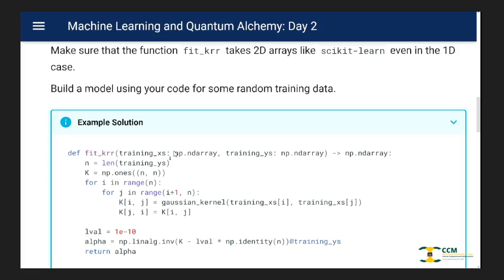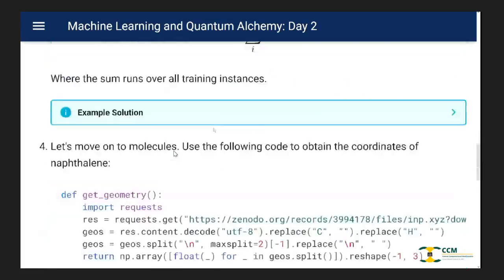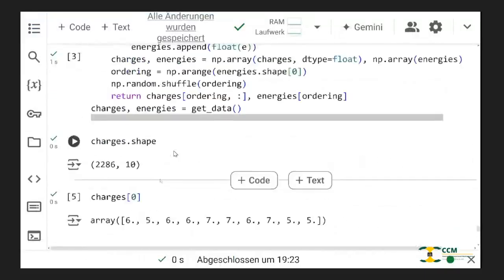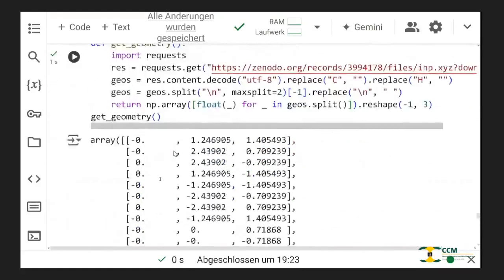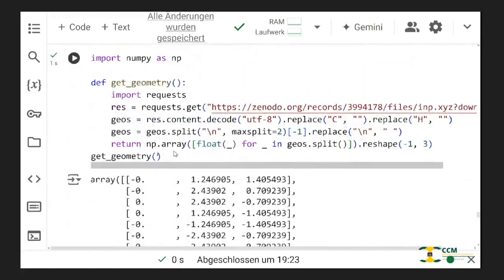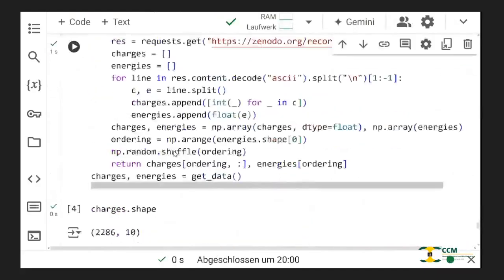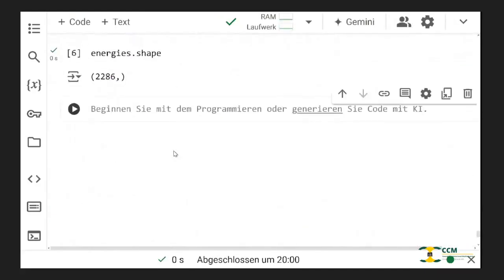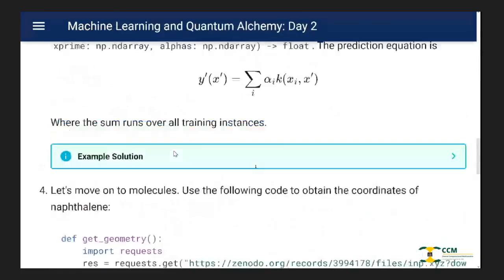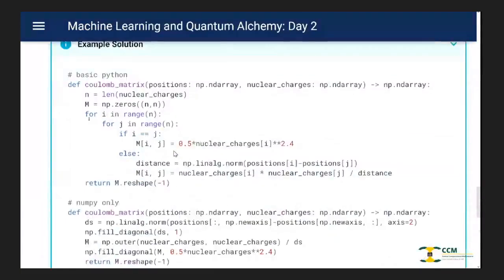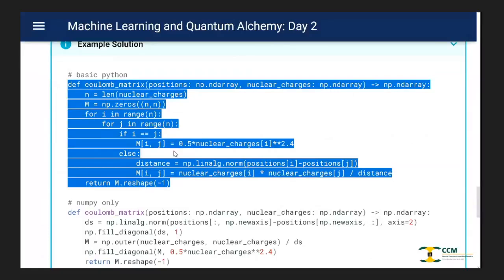Let's start together. We look at that step by step. What needs to be done? So I have the code that, given a geometry, calculates the Coulomb matrix. So I will just copy the code from here for the Coulomb matrix.